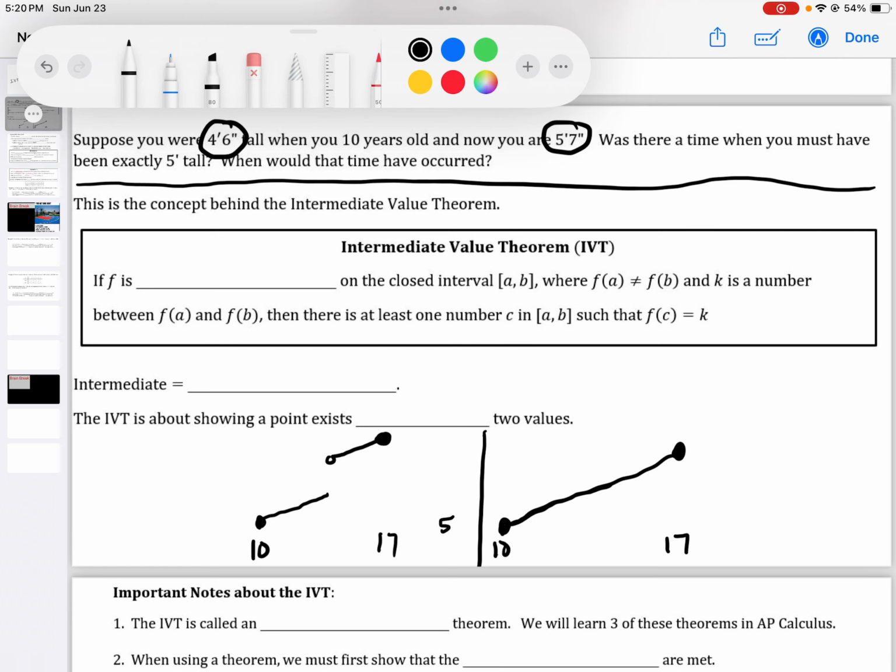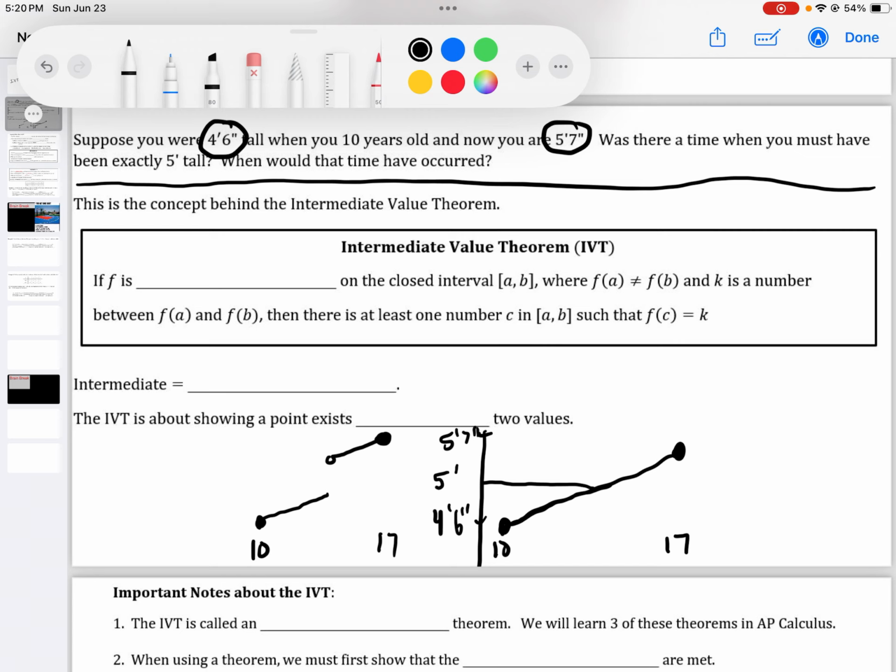At some point, if I make a y-axis here, this was 4'6". This is 5'7". At some point, we don't know when it happened, but we know at some point you were 5 foot tall, right? All right, this is called an existence theorem. We don't know when it happened, but we know it happened. So that's the whole concept behind the intermediate value theorem. Now let's math it up and make it all formal.